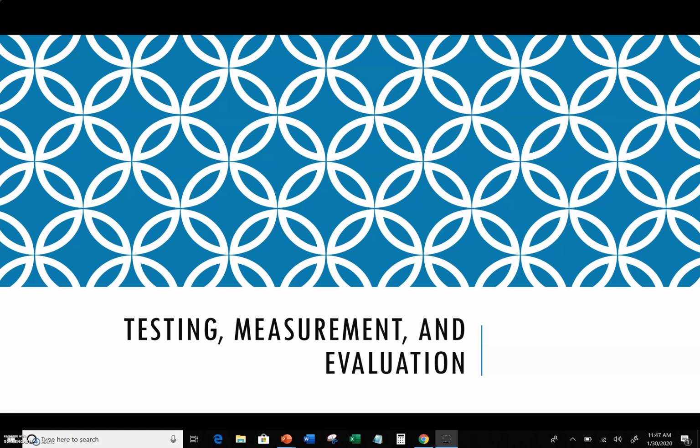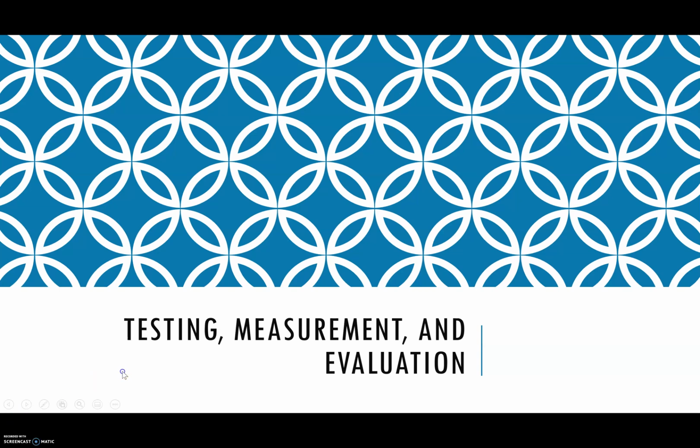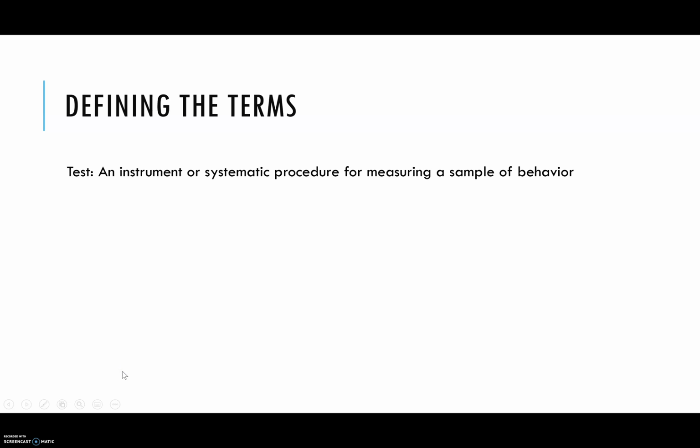We're going to begin by looking at the terms test, measurement, and evaluation. We will take a closer look at those three terms. Defining this term, the term test is an instrument or systematic procedure for measuring a sample of behavior. It answers the question, how well does the individual perform when compared to others, or in comparison with a domain of performance task? With others, it would be a norm-referenced approach, and with the performance task, it would be a criterion-referenced approach, which we will talk much more about throughout the course.